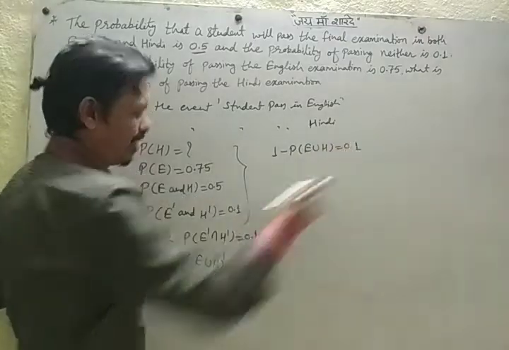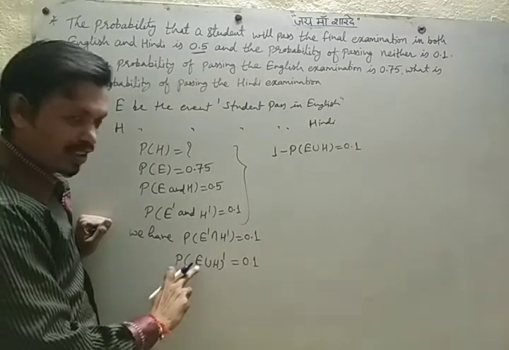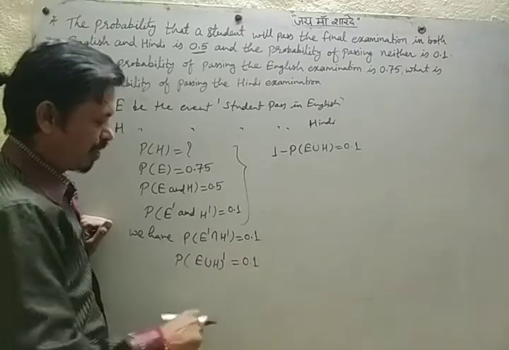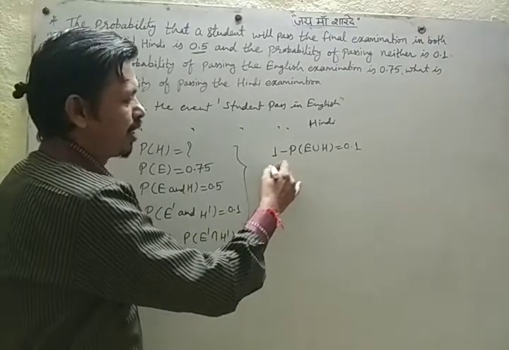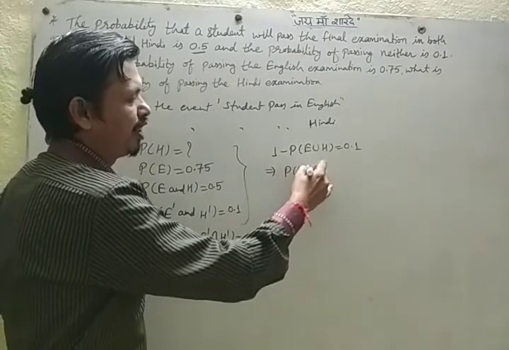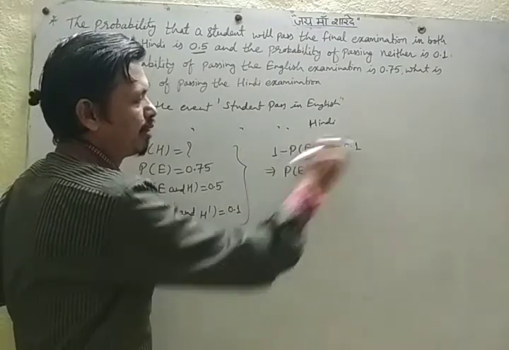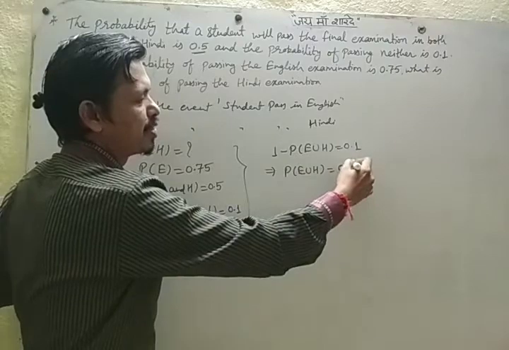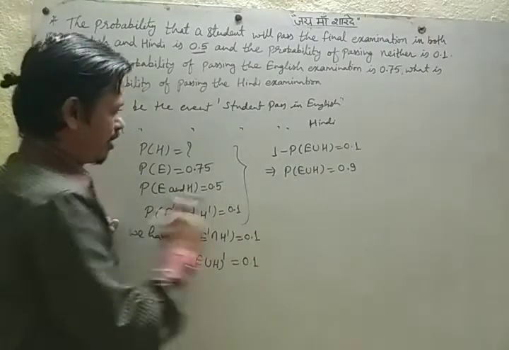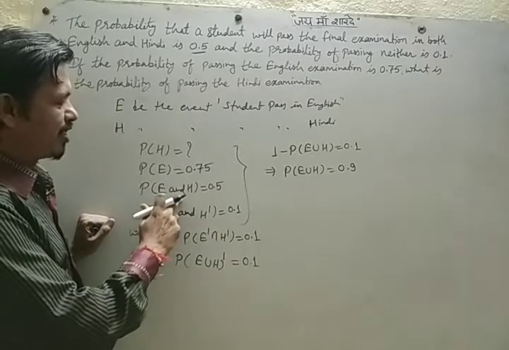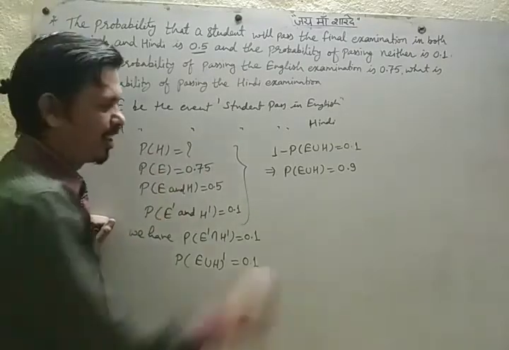So we get P of (E union H) complement will be 1 minus P of E union H. So this implies P of E union H will be 1 minus 0.1, which is 0.9. So now we have P of E or H, and P of E and H. So P of H you can find easily.